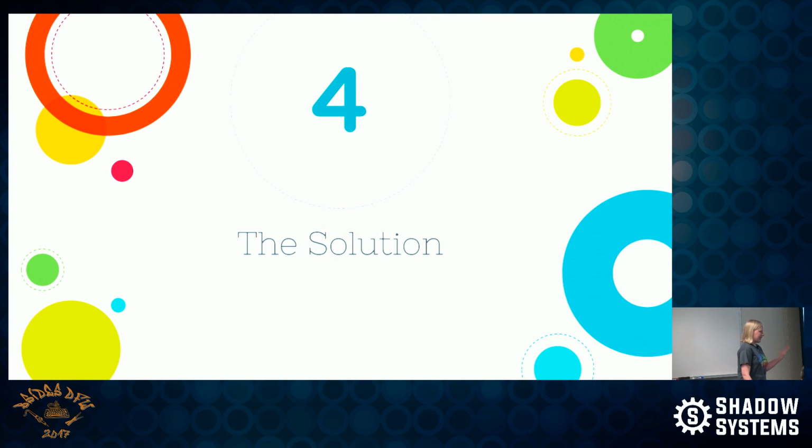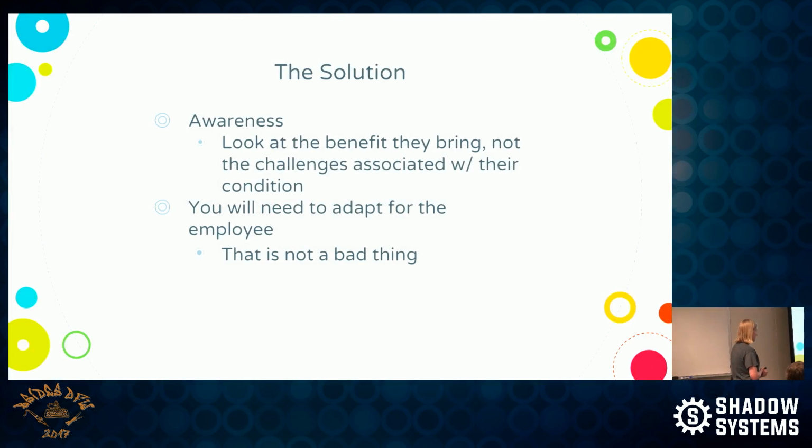So now that I've both shown that I can be very different socially and behaviorally, and provided examples of companies that are successfully employing these individuals, I wanted to get into the solution of how any other manager, coworkers, any other company can do this. At a high level, the solution is you need to be aware. You need to look at the benefits that these individuals bring instead of focusing on the disabilities.